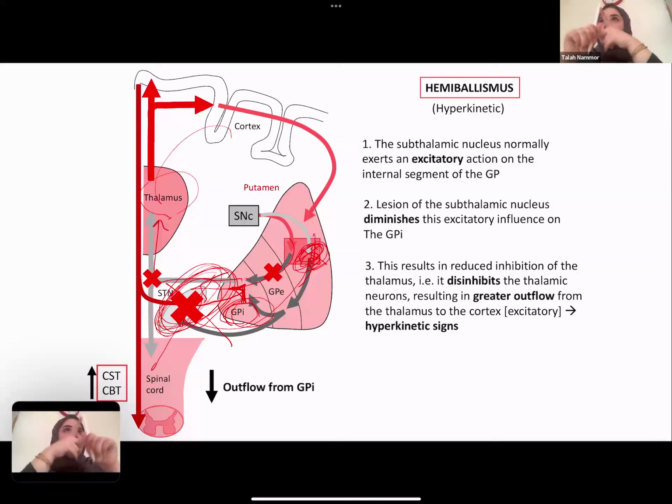That's everything for the direct and indirect pathways, the different lesions and disorders of the basal ganglia. I hope you guys understood them.